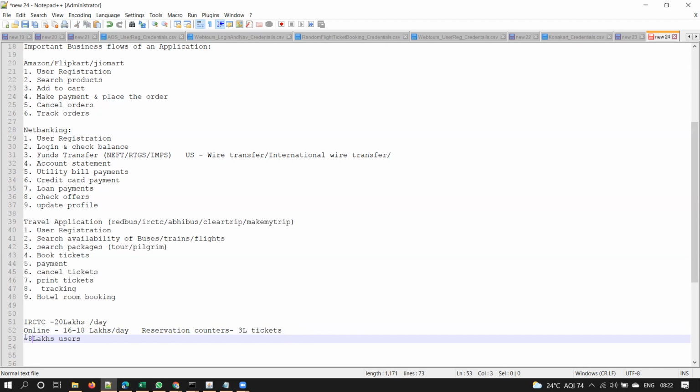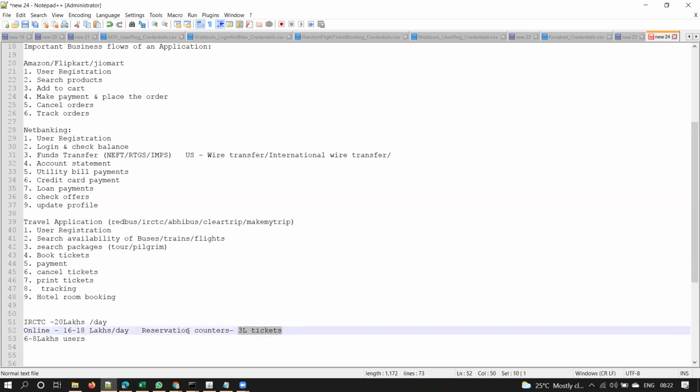These are approximate numbers, guys, but these are real numbers. It will not be every day; there will not be 8 lakh users every day, right? Approximately 6 to 8 lakh users use the IRCTC online application. The remaining tickets, around 3 to 4 lakh, will be booked through reservation counters, right?